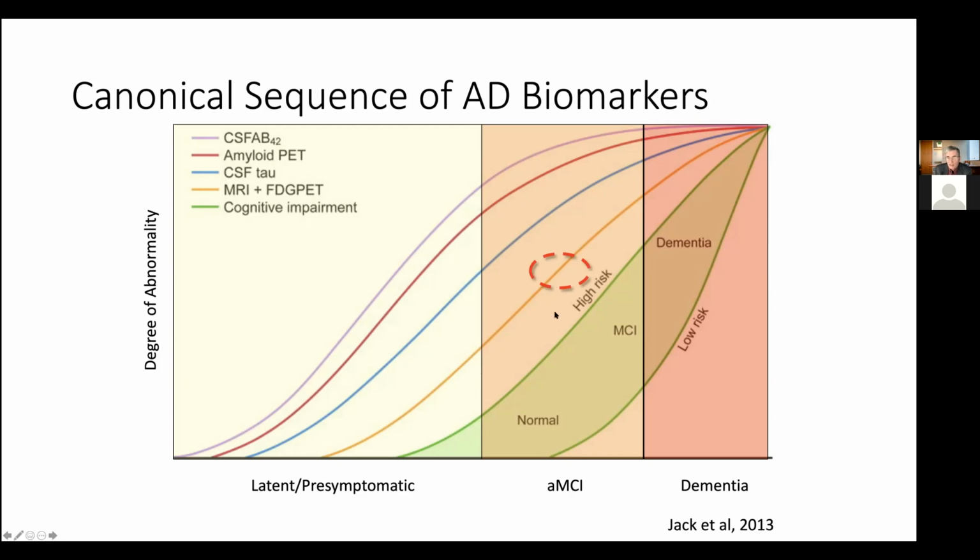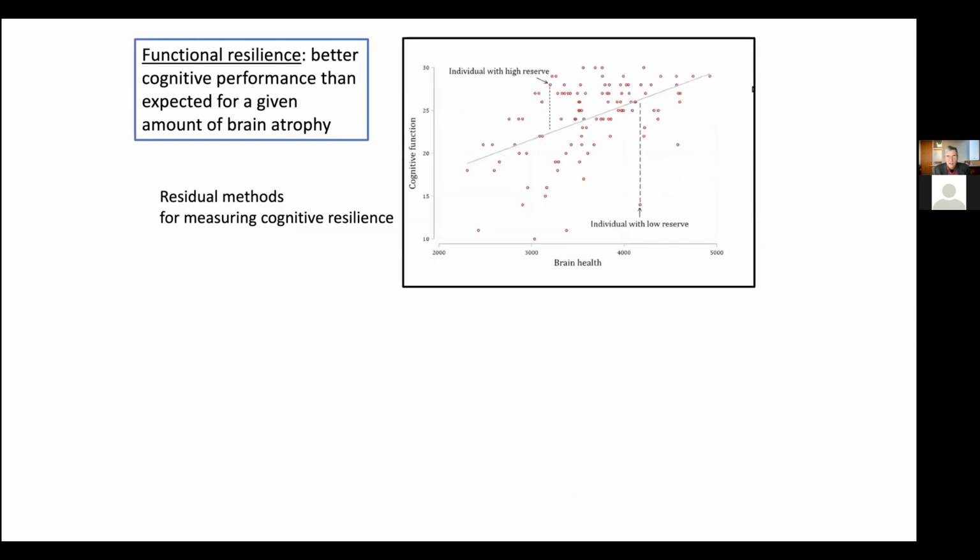And you can see here on this plot of the canonical sequence of Alzheimer's disease biomarkers that really the MRI is abnormal only about half the time by the time someone is well into the mild cognitive impairment stage. This is just not sensitive to the early process.